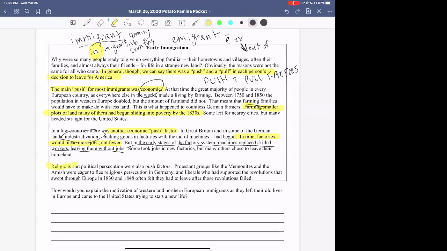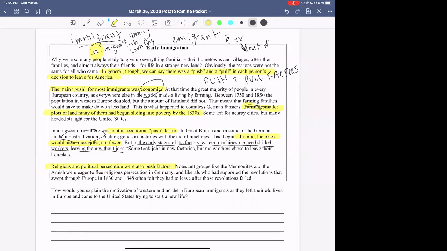That's important. We might already know that because we've studied the Pilgrims a little bit, perhaps, but really knowing what these push factors are is important because it's going to be both that play into why people are immigrating here.